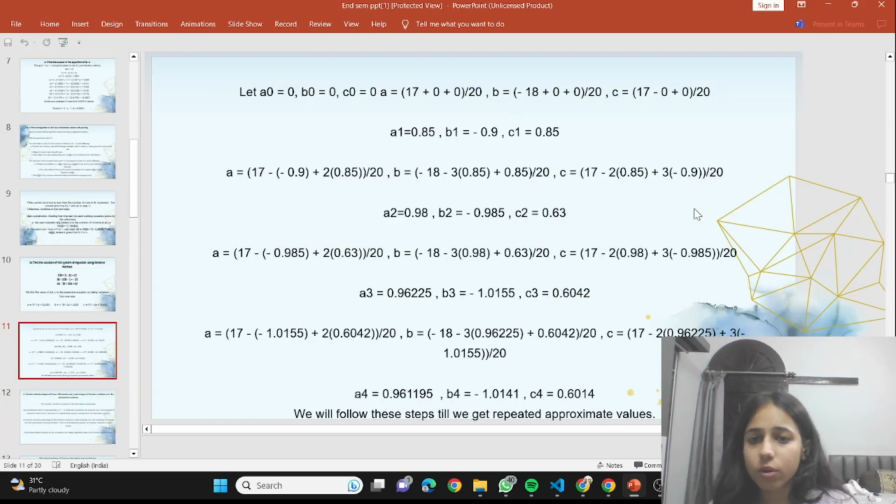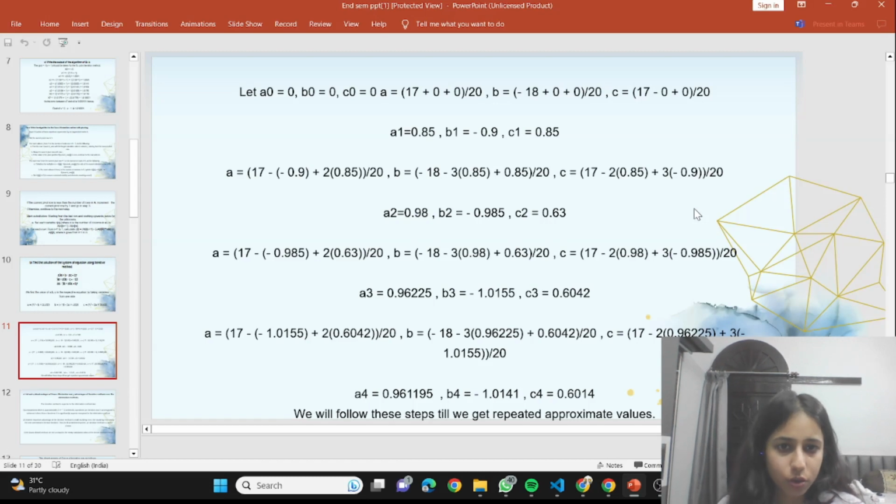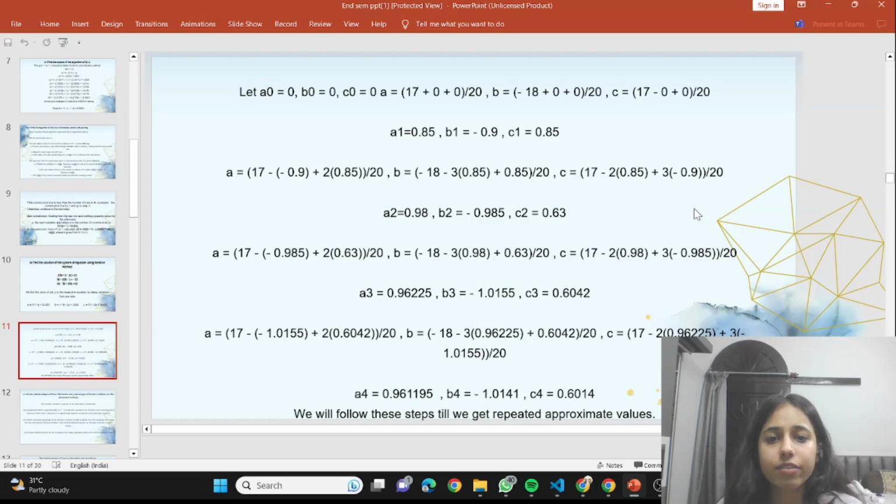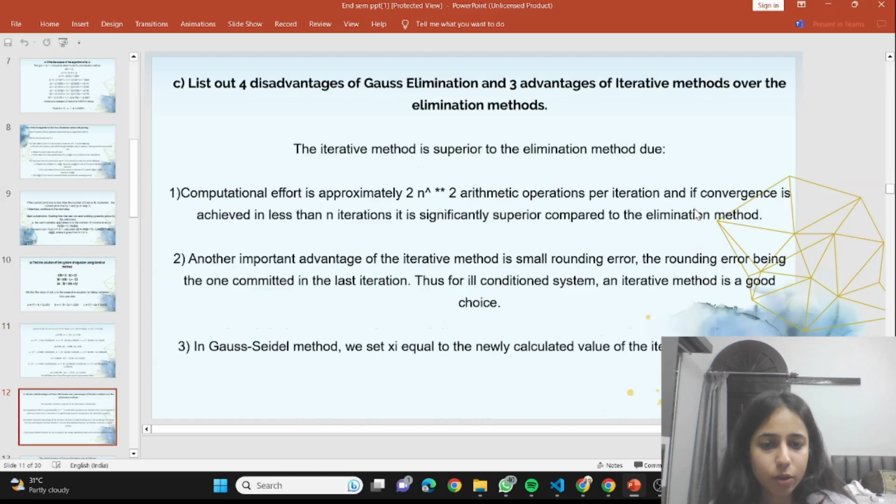Now let a0 equal to 0, b0 equal to 0, c0 equal to 0. Then a equal to 17 plus 0 plus 0 divided by 20. We will calculate the values of a, b and c by that equation, and our a1 is equal to 0.85, b1 is equal to minus 0.9, c1 is equal to 0.85. In the same way we will calculate the values of a2, b2, c2, a3, b3, c3 and a4, b4, c4. Now we will follow these steps till we get repeated approximate values.